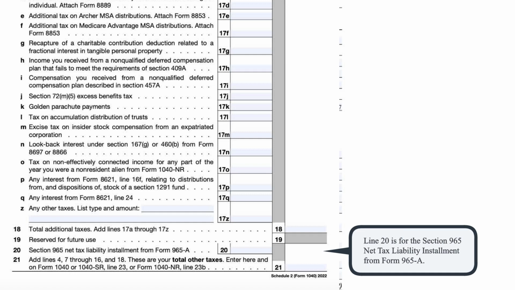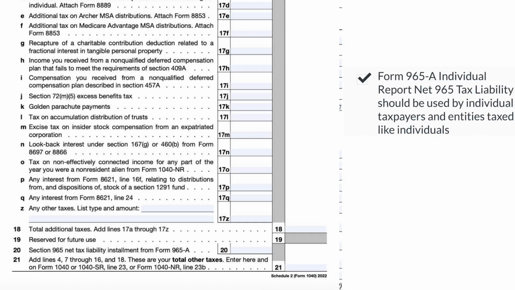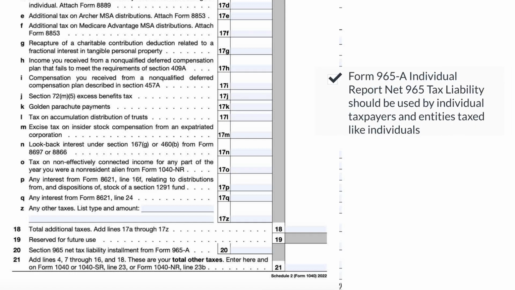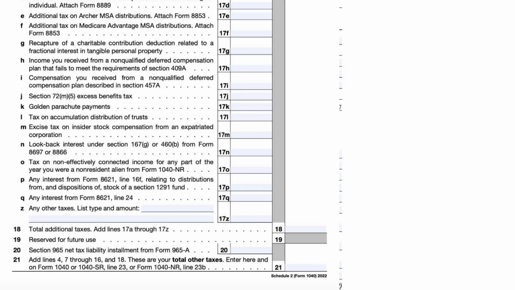Line 20 is for Section 965 Net Tax Liability Installment from Form 965A. The IRC Section 965 Net Tax Liability Installment Form 965A, Individual Report of Net Tax Liability, should be used by individual taxpayers and entities taxed like individuals, for example, certain trusts and estates. This form is used to report a taxpayer's net 965 tax liability for each tax year in which a taxpayer must report or pay Section 965 amounts.